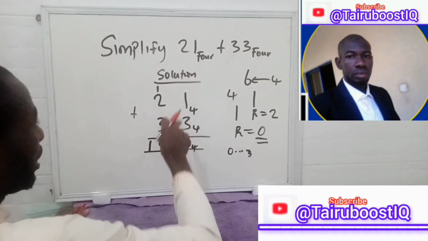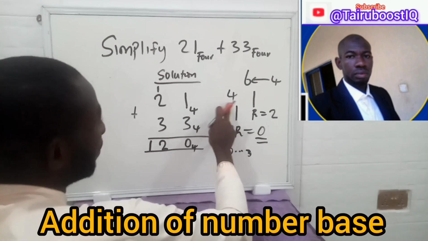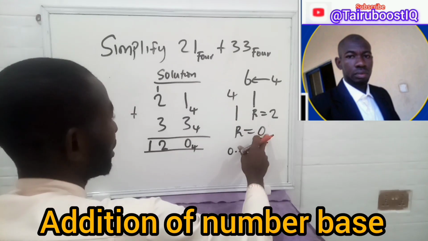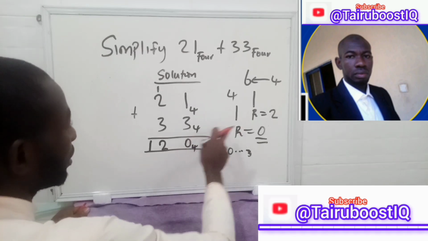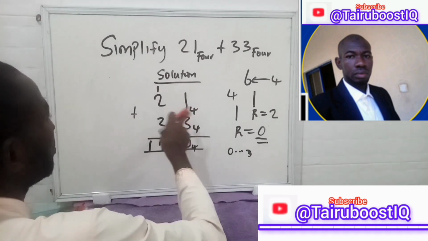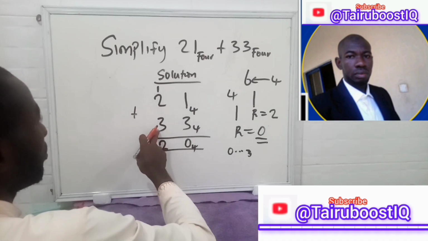And what did I say? 1 plus 3 is 4. How many times can 4 go into 4? 4 is going to go into 4 one time, remainder 0. Look at the 0. Then the number of times, we move it to the other side to add it. Then we now have 1 plus 2 gives us 3. 3 plus 3 will give us 6.